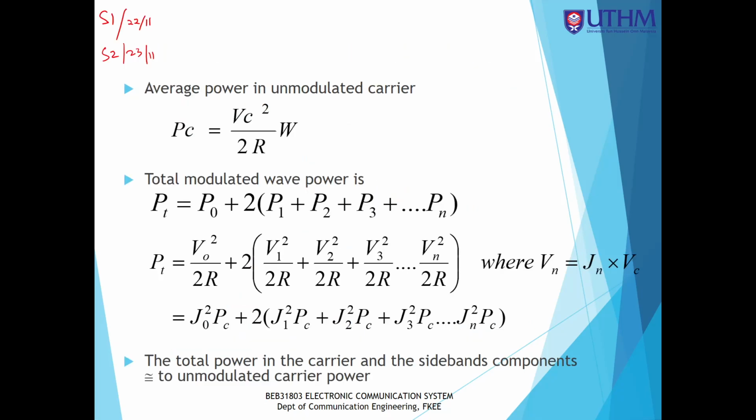Okay, this one. So again we can rewrite the equation. The total power, the Pc, as we know that Pc is equal to Vc square over 2R. Vc square over 2R is equal to the carrier power.